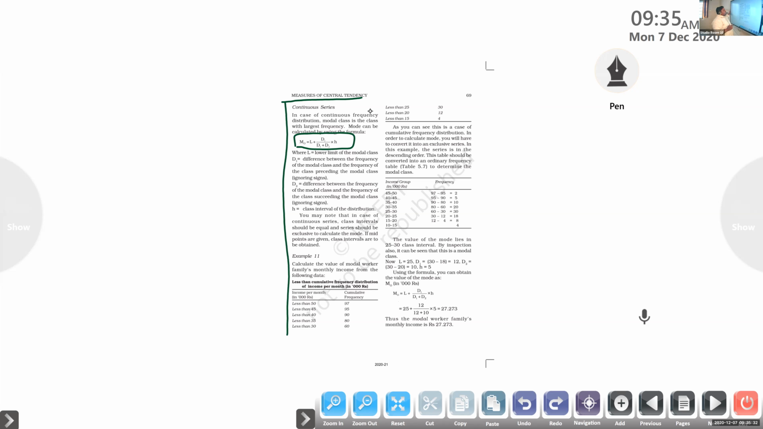D2 is the difference between the frequency of the modal class and the frequency of the class succeeding the modal class, ignoring signs. So signs are not necessary. If it is negative or positive, we will exclude that. We will not use that sign here. H is the class interval of the distribution.